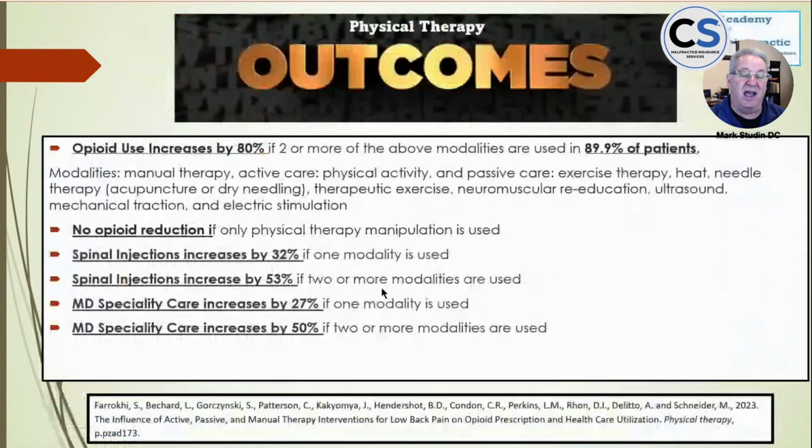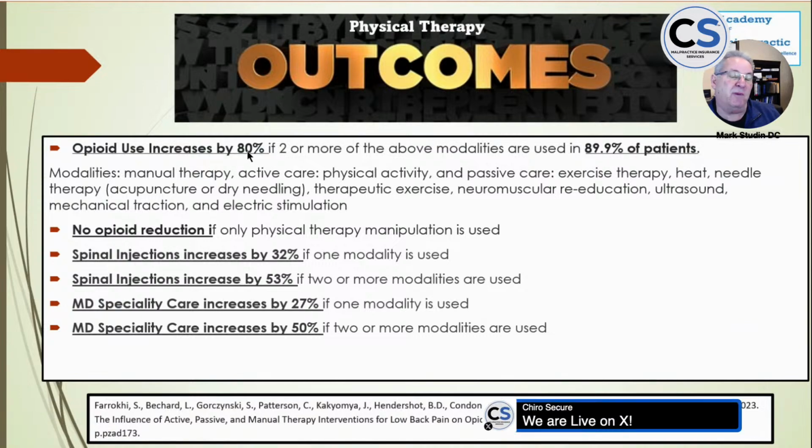What did they find? This is your citation, 1993, from Physical Therapy: in 89% of the patients, 89.9, 90%, opioids increased by 80%. There's no opioid reduction if only physical therapy and no modalities, heat, stim, exercise. They all do all those things.